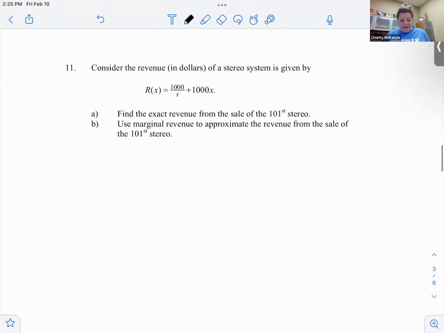Now let's actually do some problems with it. So problem 11, consider the revenue in dollars as the following. Find the exact revenue of selling the 101st item. The exact revenue is found by taking the revenue of 101 items and subtracting the revenue of 100. In class, I always try to make people think of that. How can I find the 101st? Well, I have to know the revenue all the way up to the 100th item. Then I can subtract in order to get the revenue in between. So it's all the revenue up to 101, minus all the revenue up to 100, and I will get the 101st revenue. Tricky.